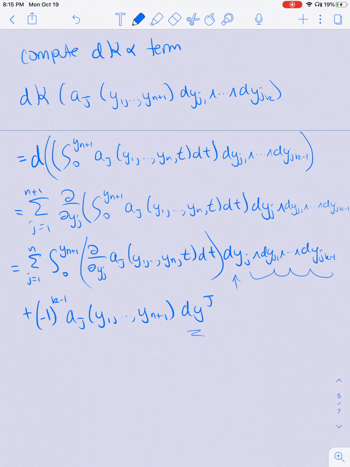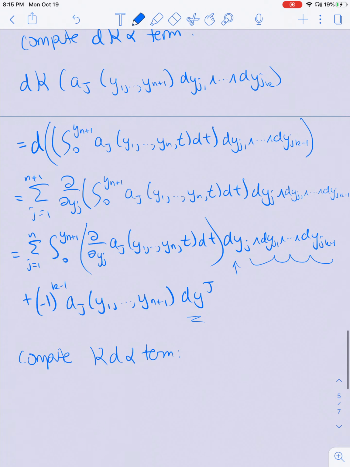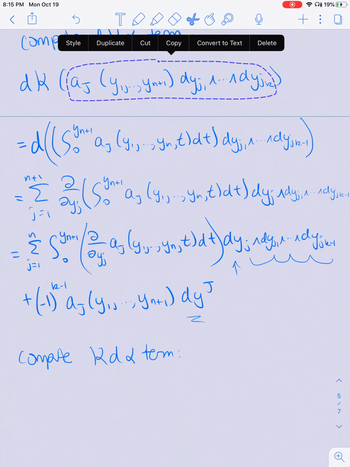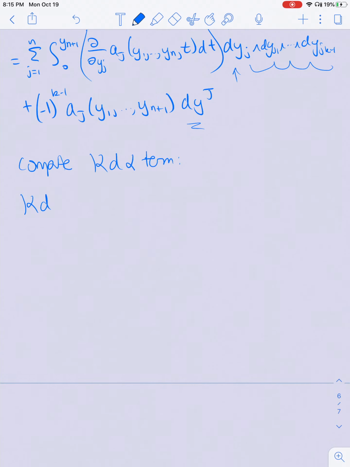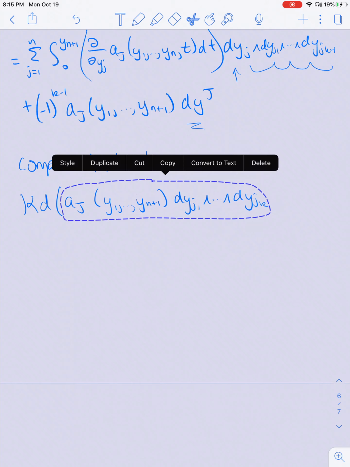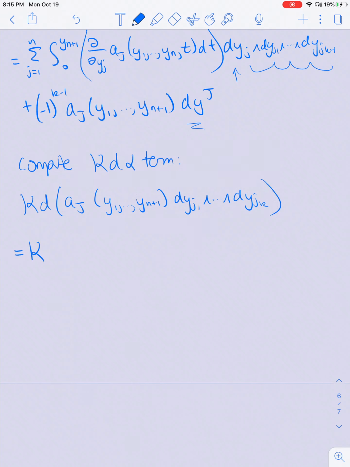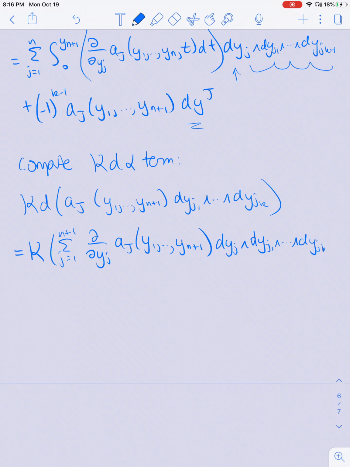Now let's compute the K d alpha term. So here I'm applying K to d of the same thing. So first I apply d. First I will differentiate: the sum from j equals 1 to n+1 of d by dy_j a_J at y1 through y_{n+1}, dy_j wedge dy_{j1} wedge all the way out to dy_{jk}.